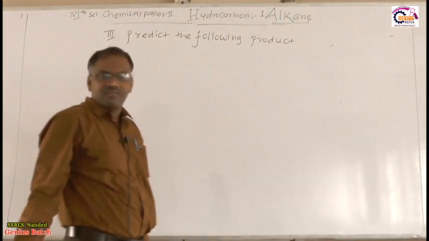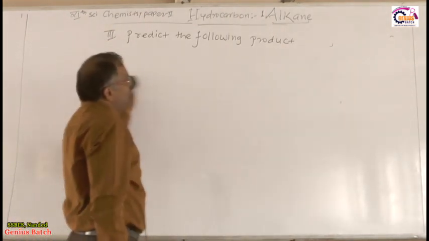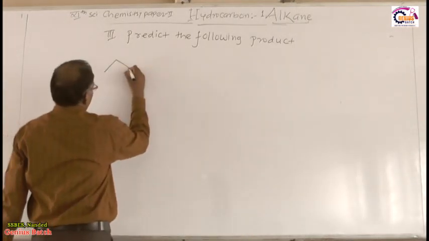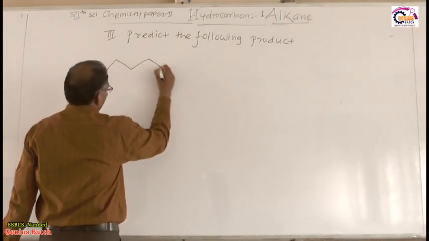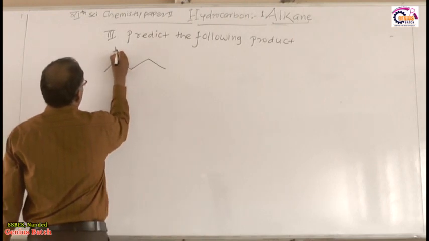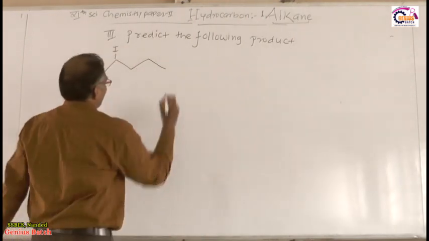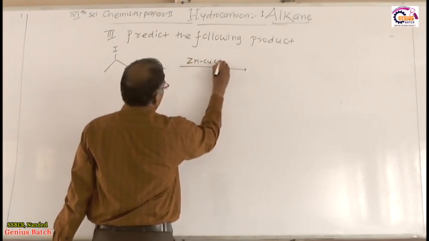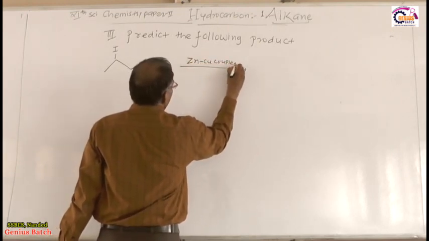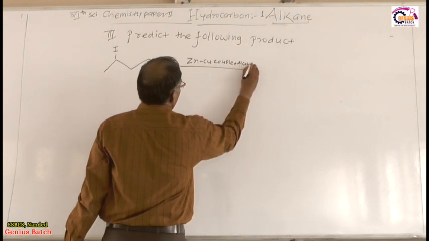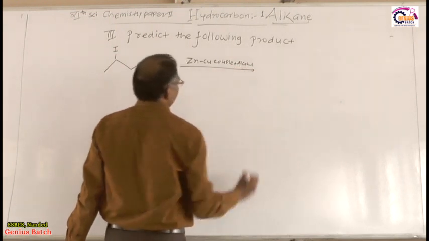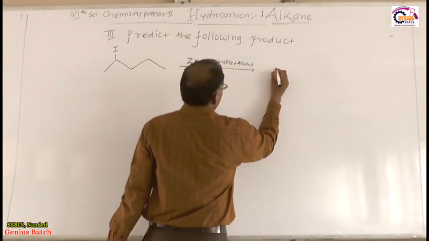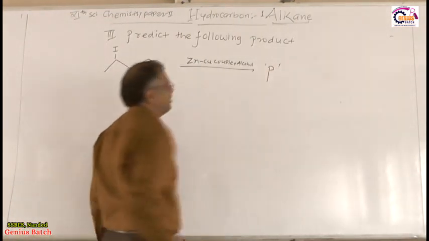Okay, predict the following product. Suppose the question is like this: 1 2 3 4 5. So this is the iodine, right? This is the bond line formula. So that is zinc copper couple plus alcohol. Then this is the product you have to predict.